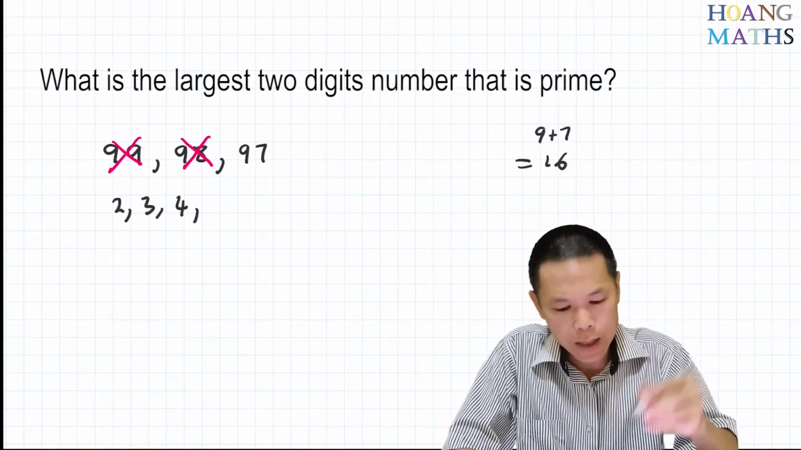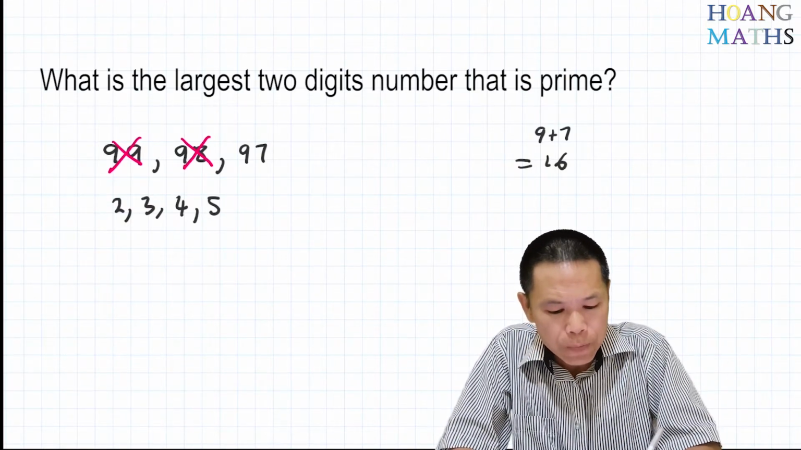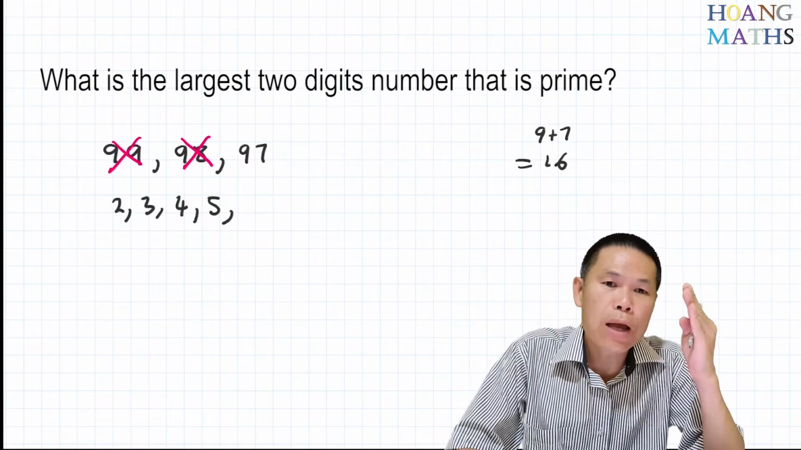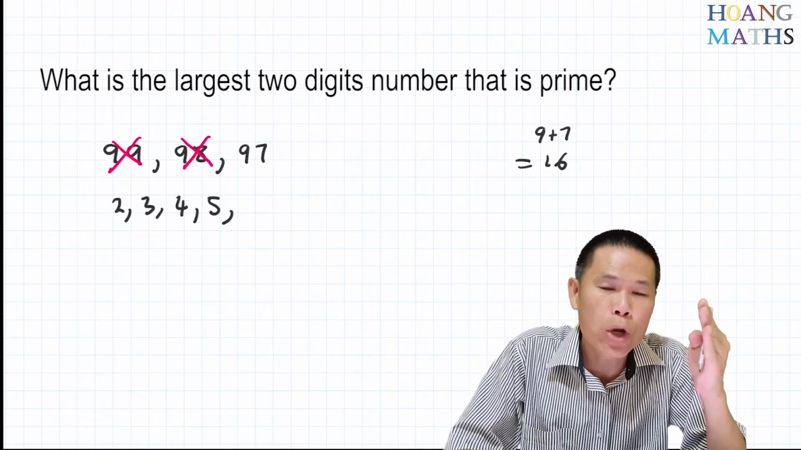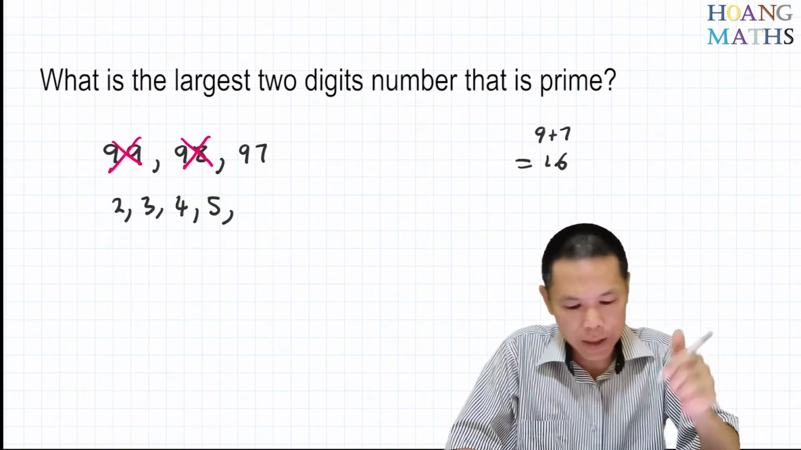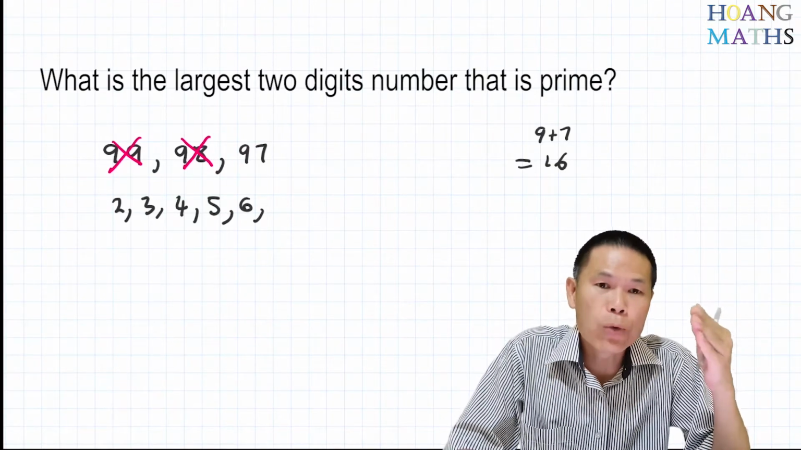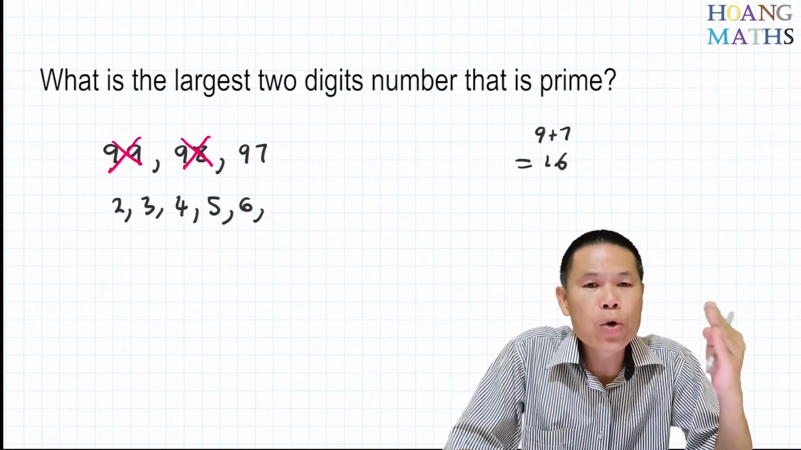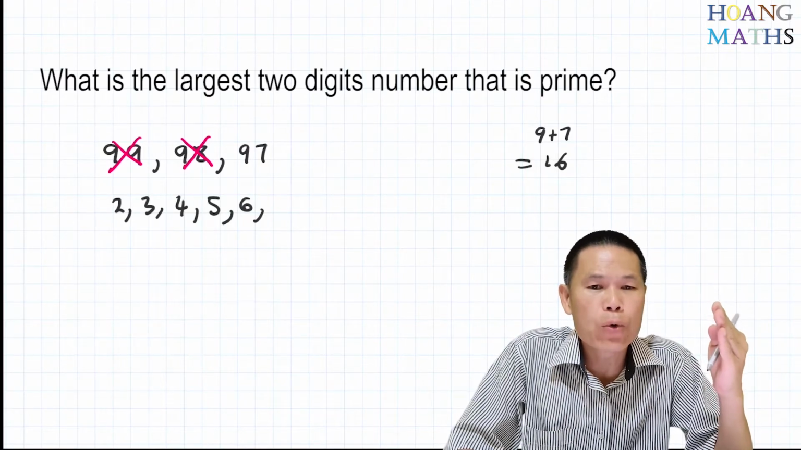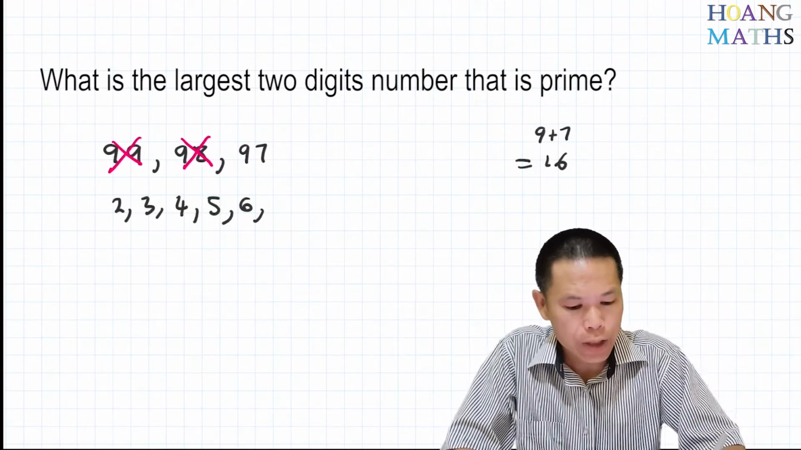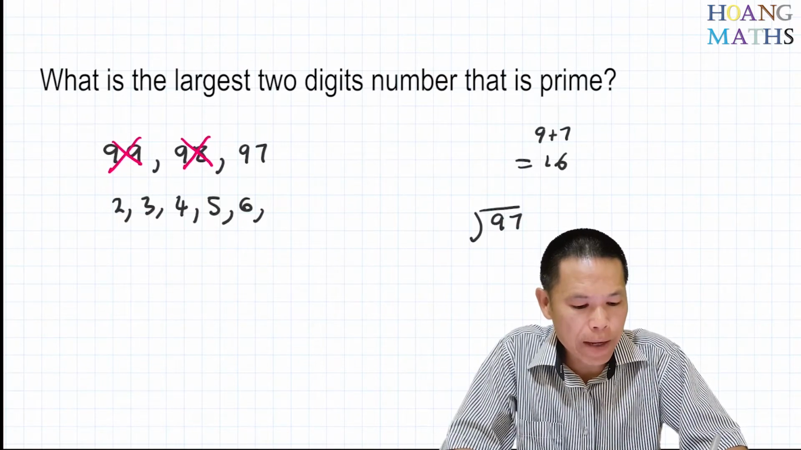Remember that for me. So this is 5, not divisible by 5 because it has to end with 0 or 5 in order to be divisible by 5. So therefore not 6, and possibly 7. So we have to try 7. Now there is no easy way to work it out, so we just do a quick division. So 97 divided by 7.